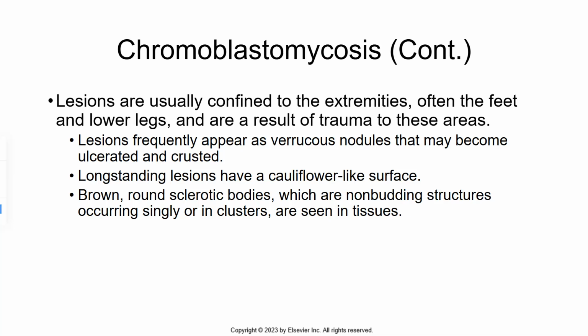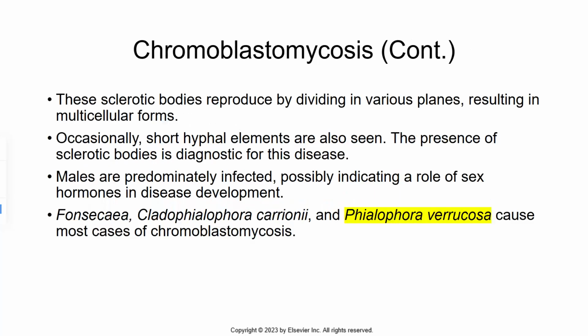Lesions frequently appear as verrucous nodules that may become ulcerated and crusted. Long-standing lesions have a cauliflower-like surface. Brown, round sclerotic bodies, which are non-budding structures occurring singly or in clusters, are seen in tissues. These sclerotic bodies reproduce by dividing in various planes, resulting in multicellular forms. Occasionally, short hyphal elements are seen. The presence of sclerotic bodies is diagnostic for this disease. Males are predominantly infected, possibly indicating a role of sex hormones in the disease development. Again, I'm highlighting Phialophora verrucosa.